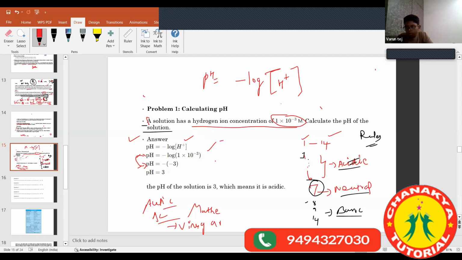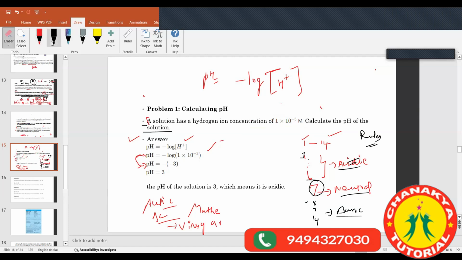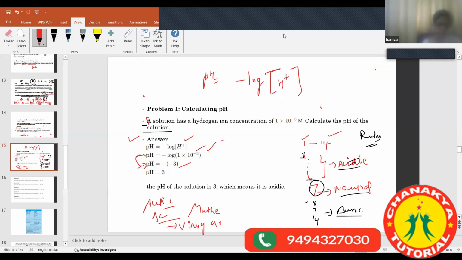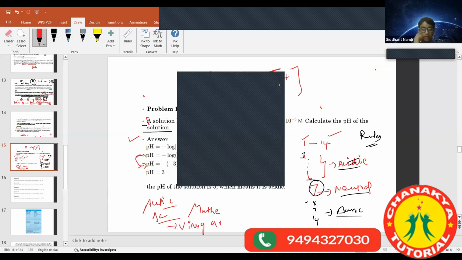Ma'am, M is mole. Yeah, M means moles. It's just a unit, no need to be confused. So do you people know how it came from here to here? Do you guys know logarithmics? No, ma'am. Don't know? Okay, fine.